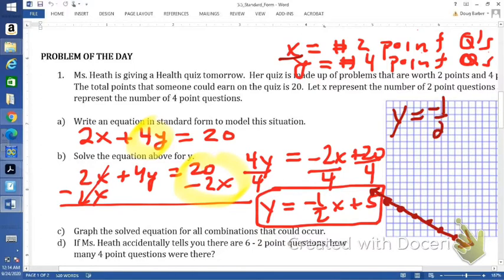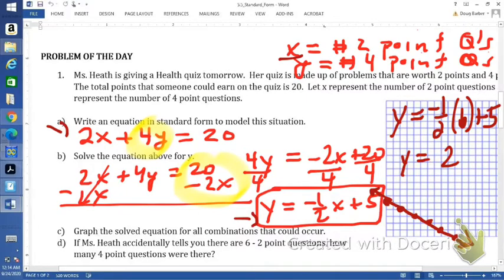negative 1/2 times 6 plus 5. You could plug it into this one, or you can do this one, it doesn't matter. So y is going to equal negative 1/2 times 6, which is negative 3. Negative 3 plus 5 is going to be 2.